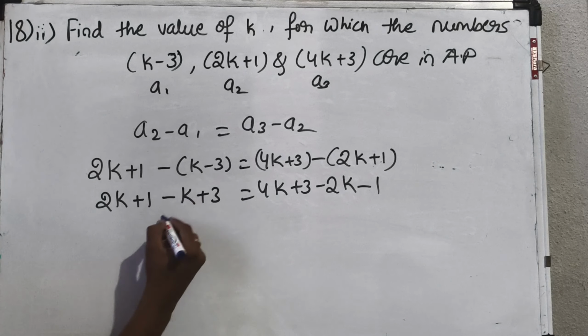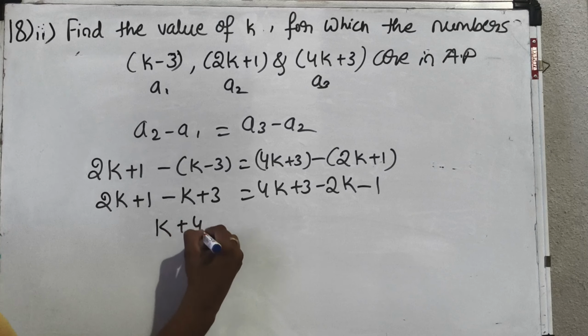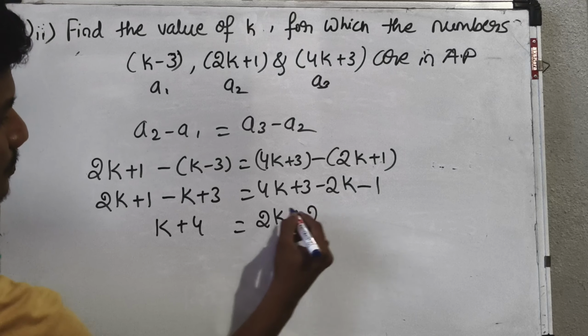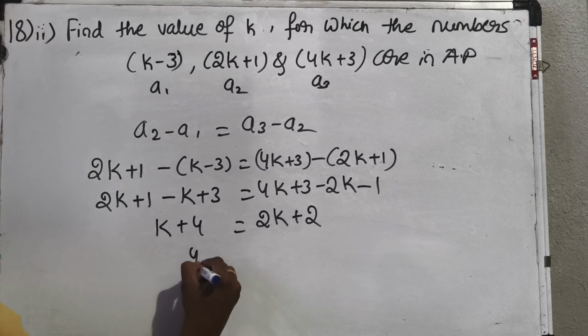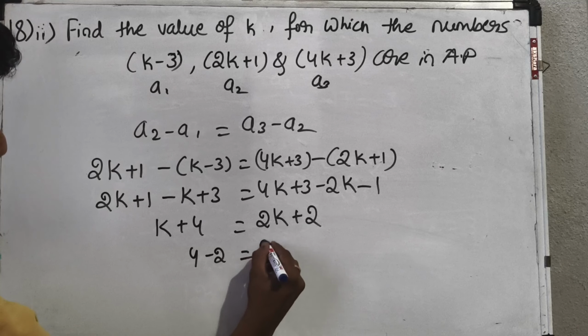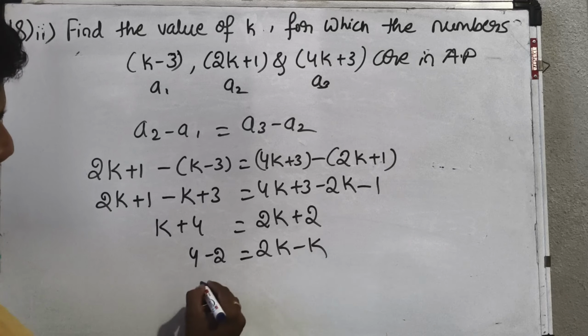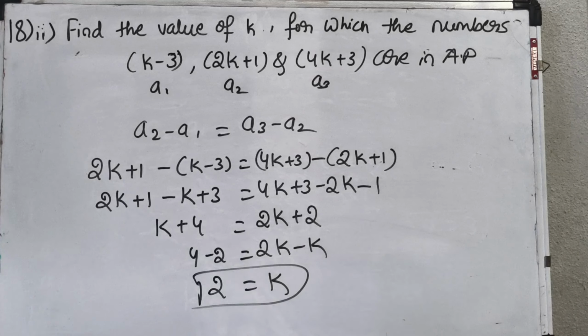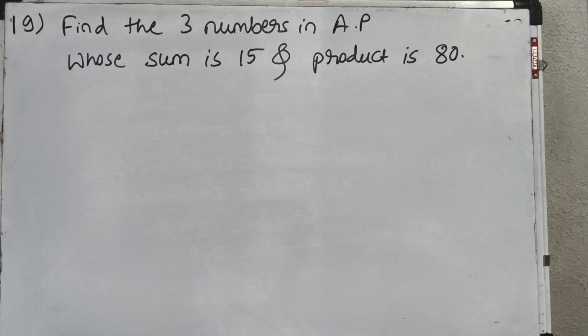2k minus k is k, 1 plus 3 is 4. 4k minus 2k is 2k, 3 minus 1 is 2. Bring k to this side, 4 minus 2, 2k minus k. 4 minus 2 is 2, 2k minus k is k. That is the k value. For the value of k equal to 2, these numbers are in AP.